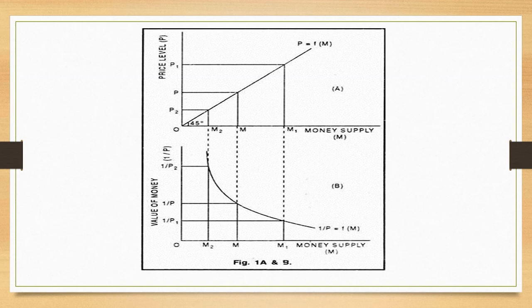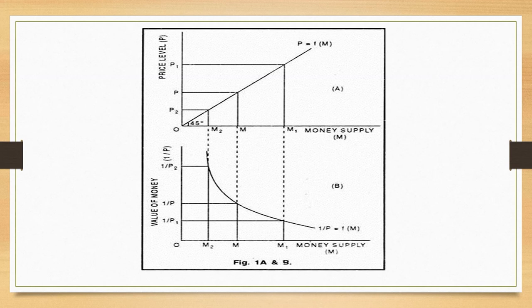On the money supply axis, that is OX, where money supply changes from M to M2 or M1, the price level changes from P to P2 or P1. If you do not understand it, again, please listen to me. OM is the initial money supply. The initial price level is OP. When money supply rises from M to M1, the price level rises from P to P1. And vice versa.